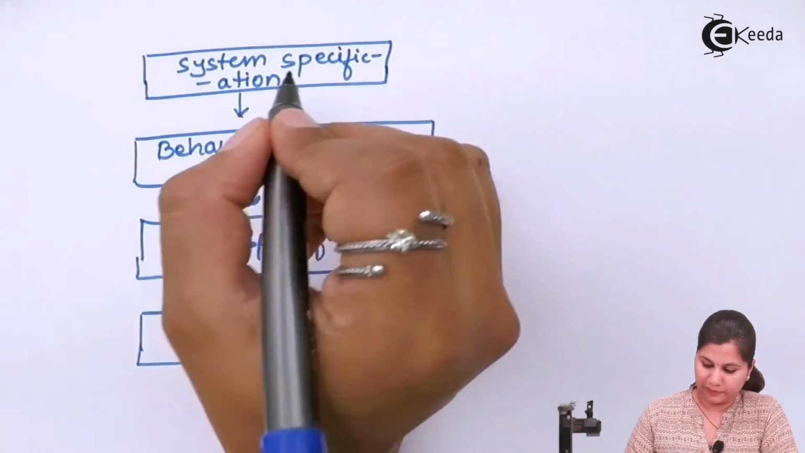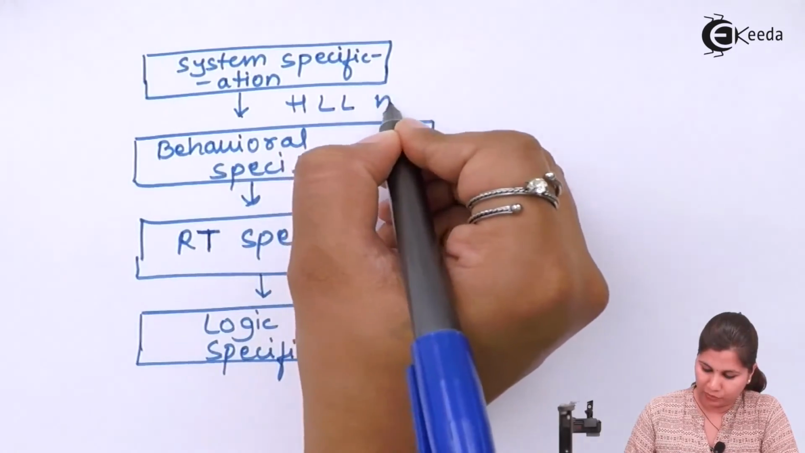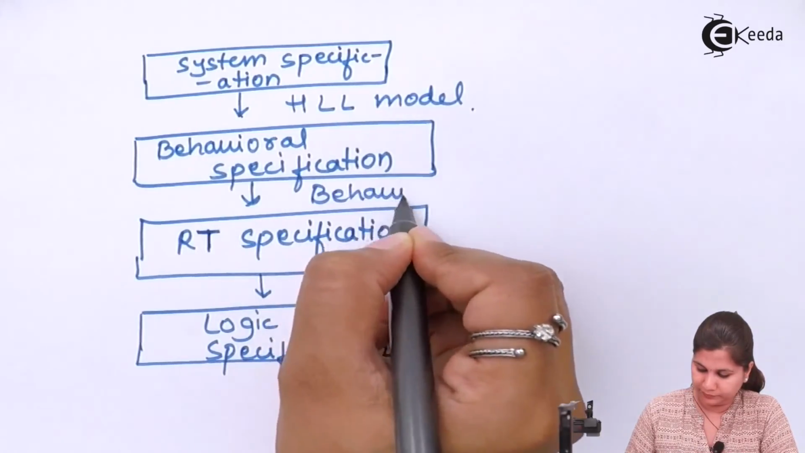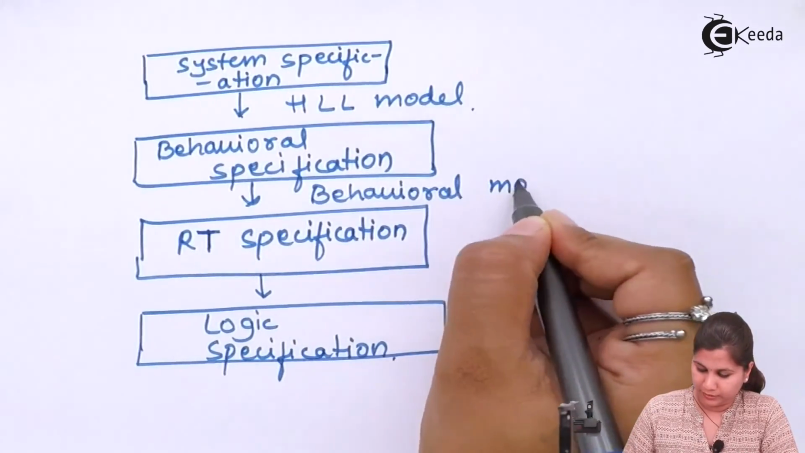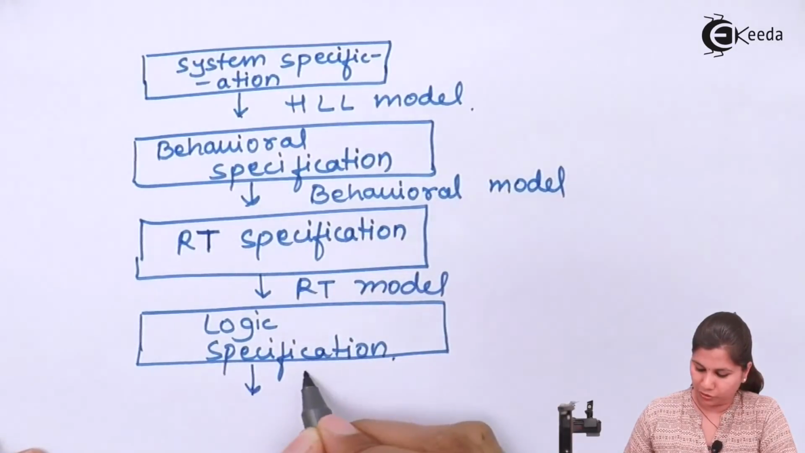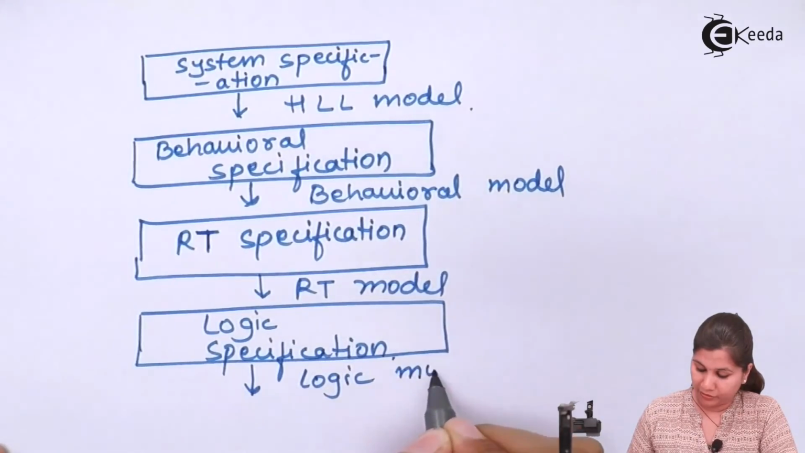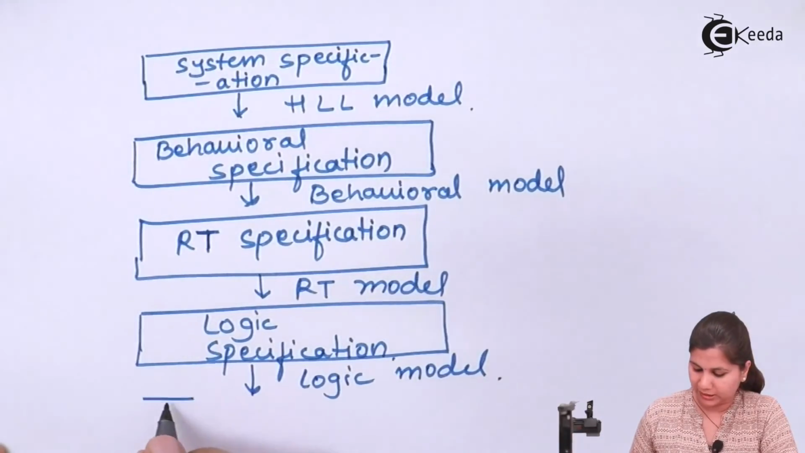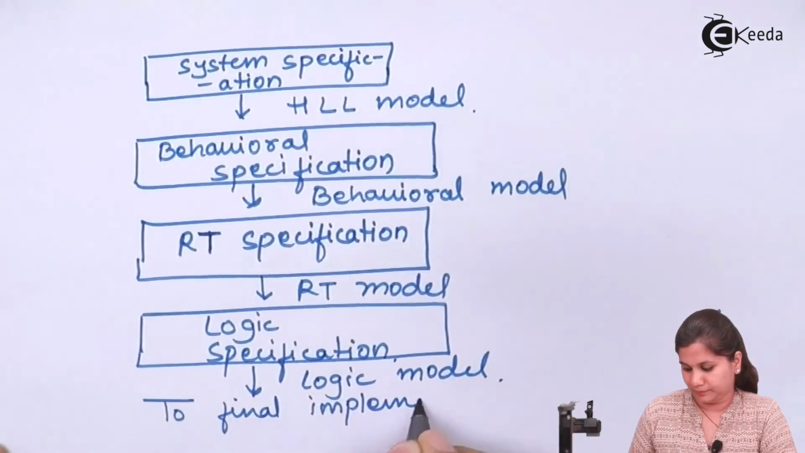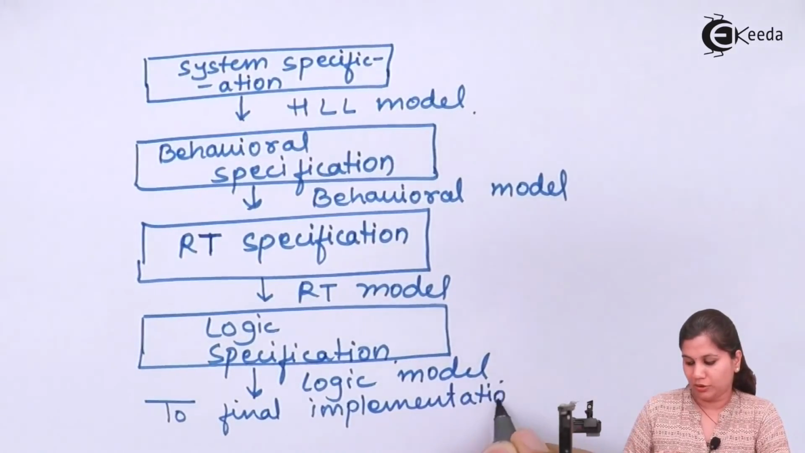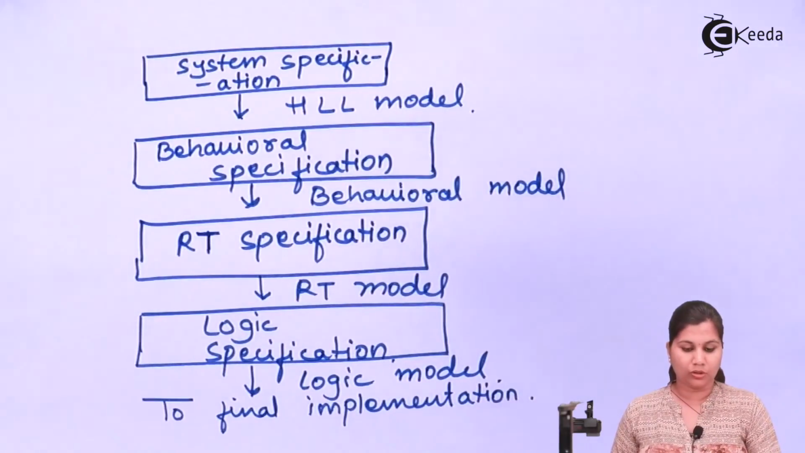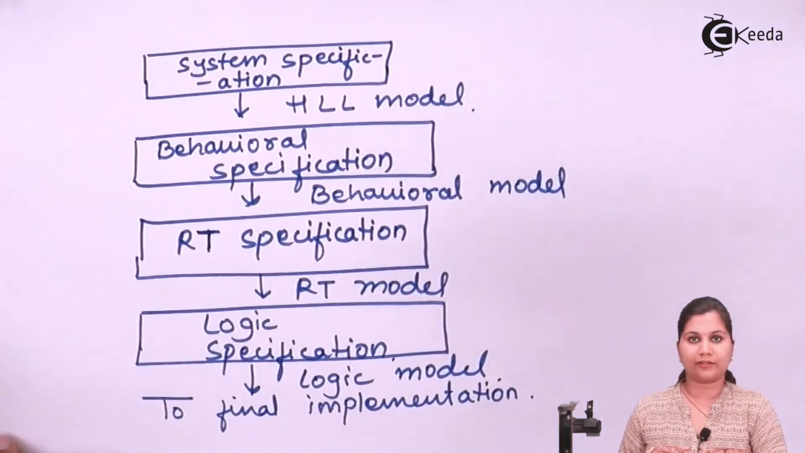After the system specification, the model is called the HLL model. After this, it is called the behavioral model. Then it is called the RT model. And in the last, it is called the logic model. When all this has been developed, it is sent for the final implementation. So this is the design sequence. This completes the design technology.